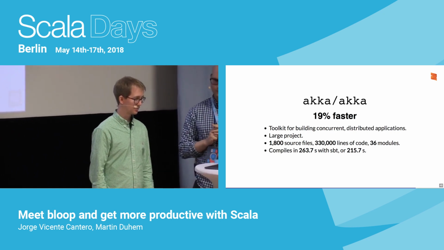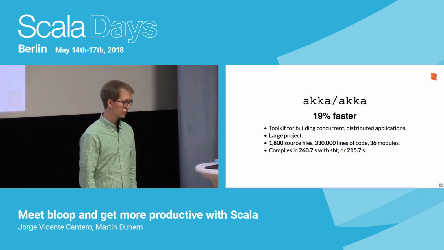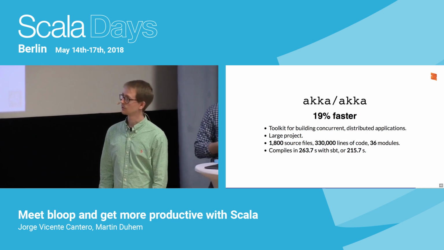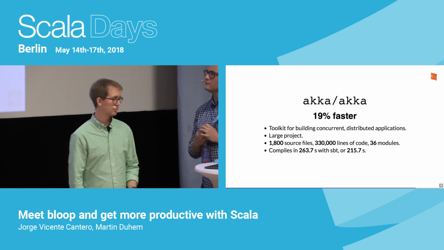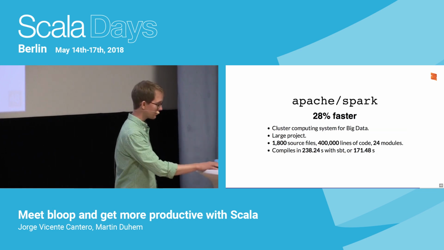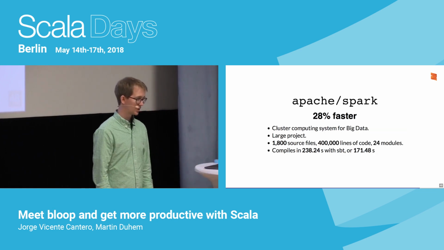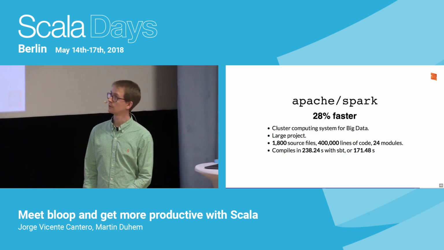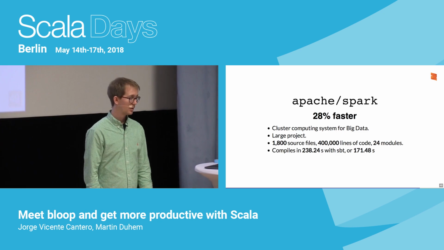Next was Akka, which is even a bit bigger, 330,000 lines of code, 1,800 source files, and here we get 19% faster when compiling. Apache Spark is the biggest that we've tried. It's 400,000 lines of code, and here too we get 28% faster.